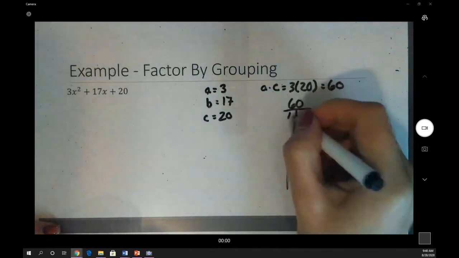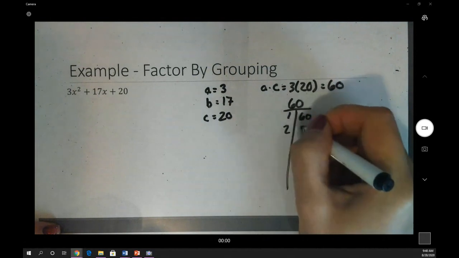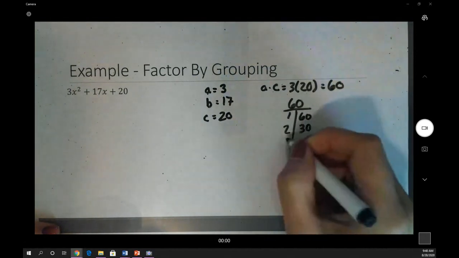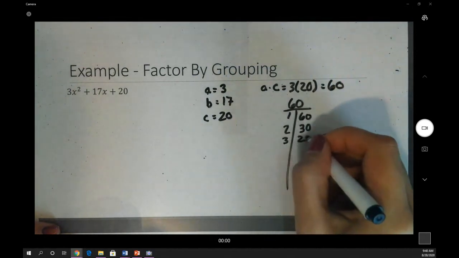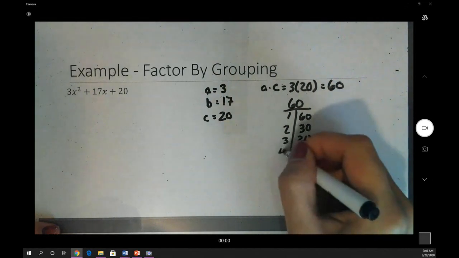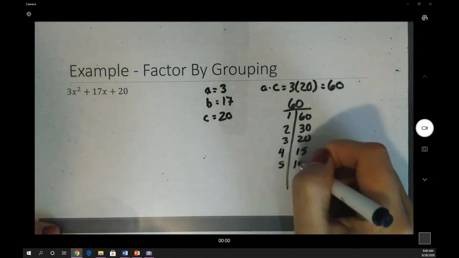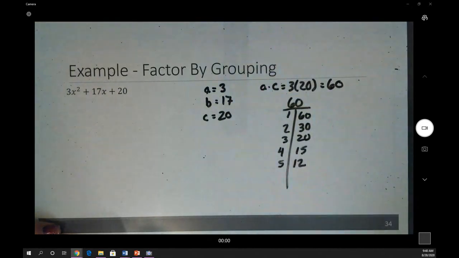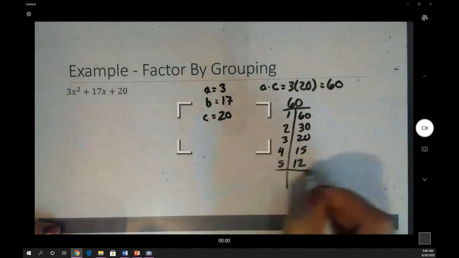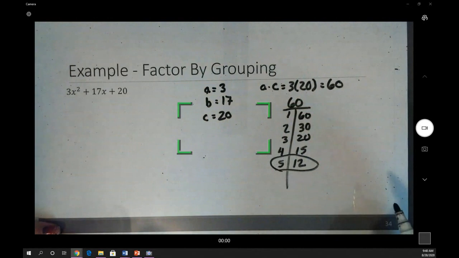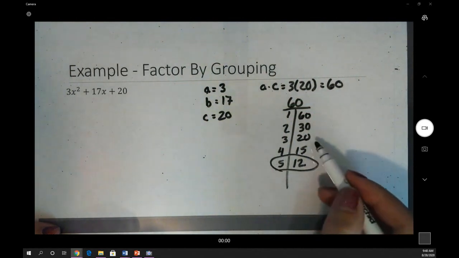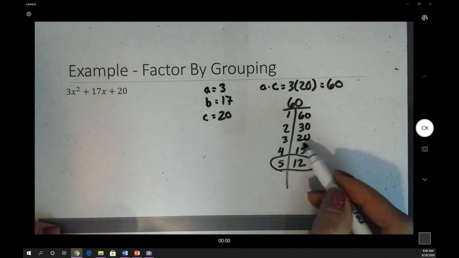We could do 1 times 60, 2 times 30, 3 times 20, 4 times 15, 5 times 12, and that's the one I want. I want 5 times 12. Be really careful. A lot of people are going to want to stop at 3 and 20, but if you add 3 and 20, you get 23.